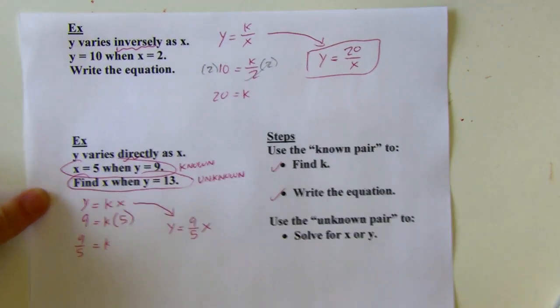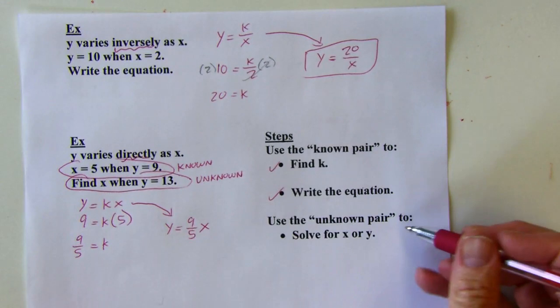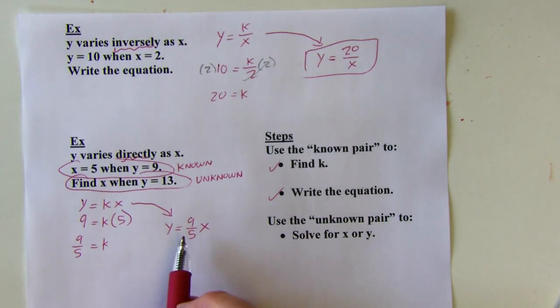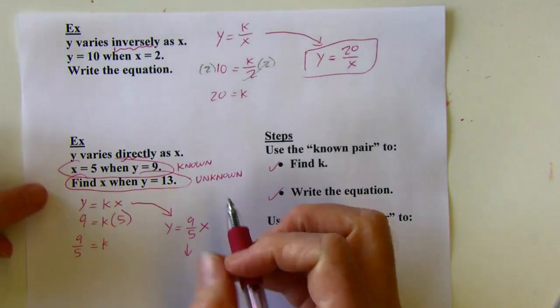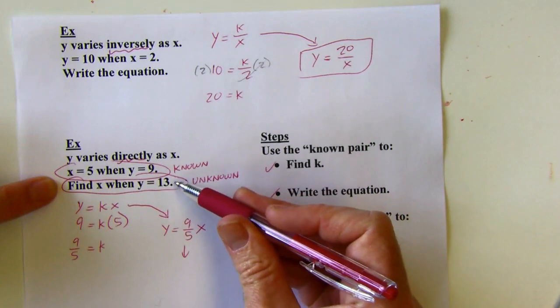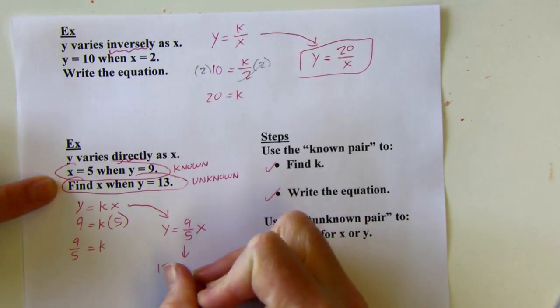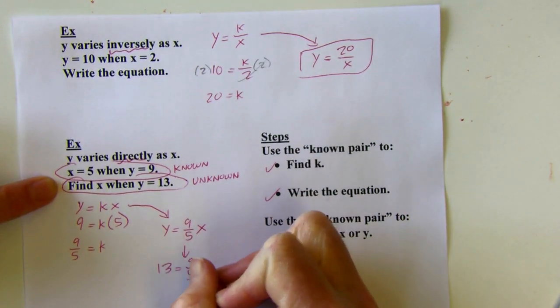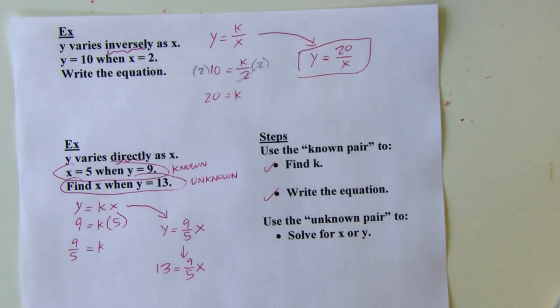Okay. And now the last step, I'm going to use the unknown pair to solve for x and y. So now that I've got this equation written, I'm going to plug into that. I'm going to plug in the unknown pair. So I'm going to plug in 13 for y, and I'm not going to plug in anything for x. I'm going to leave x as x. I'm going to solve this for x. So I want to isolate the x here.